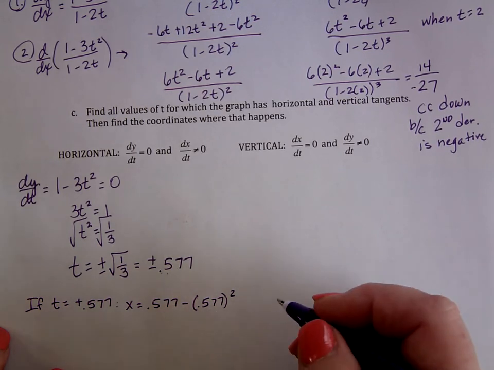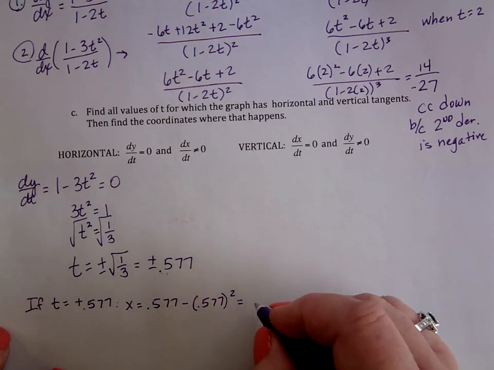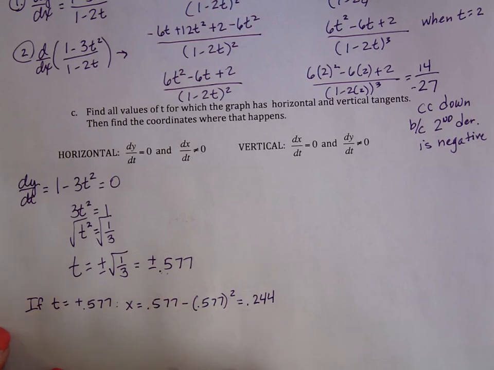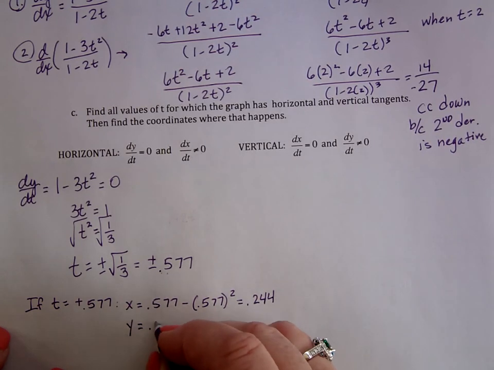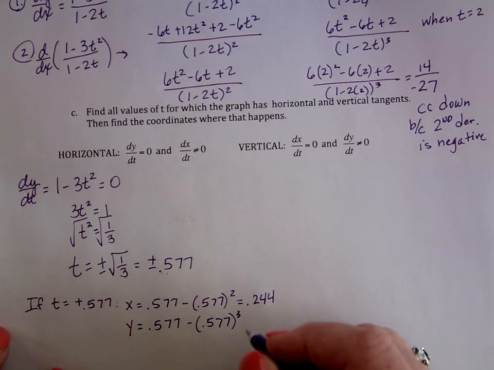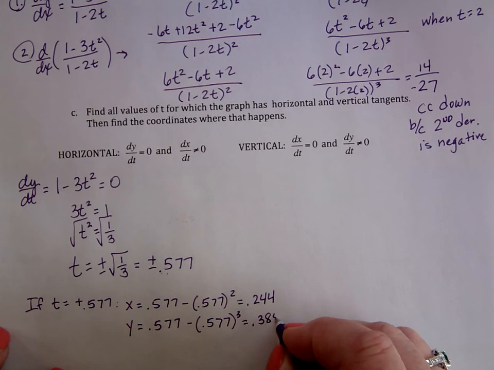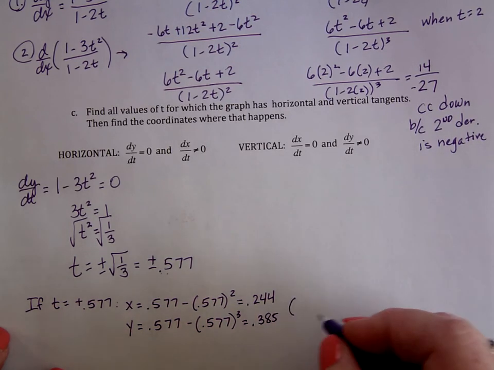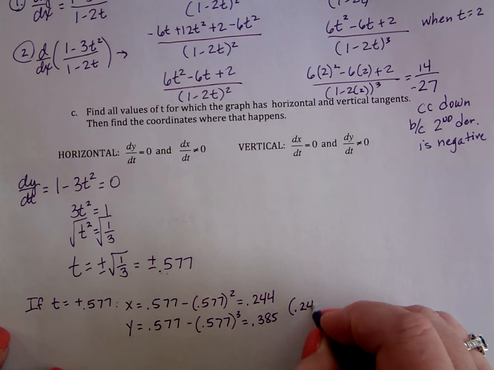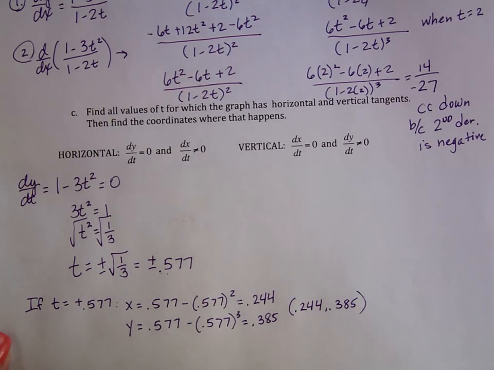So if I do that, I'm going to get 0.244. If I put it into the y equation, then it's 0.577 minus 0.577 cubed. T minus t cubed was the original y equation. That comes out to be 0.385. And so I know that one of the points where this happens is at x equals 0.244 and y equals 0.385. Then I'm going to do the whole thing all over again if t equals a negative 0.577, and the work's going to be the same.